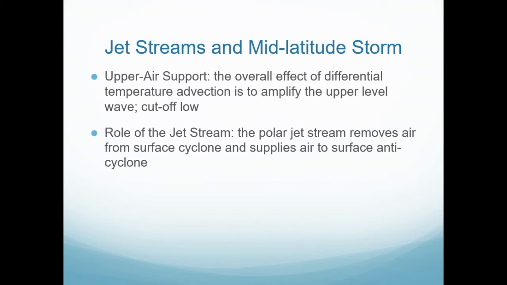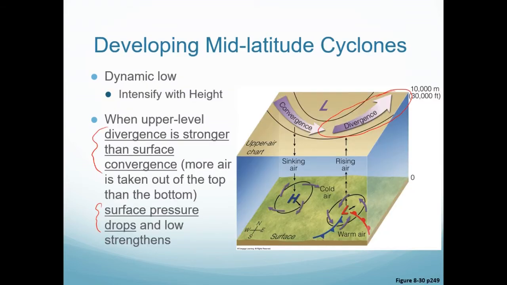So I use that term upper air support. When we talk about upper air support, that's just talking about the overall effect of the upper level wave of the jet stream, basically. What is the role of the jet stream? Well, the polar jet stream removes that air from the surface cyclone and supplies air to the surface anticyclone. It's this jet stream itself that is causing the convergence or the divergence in that trough.